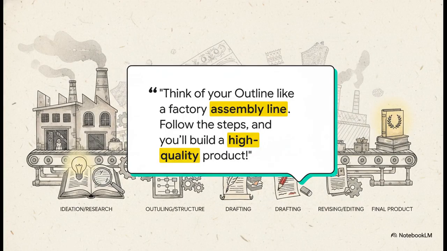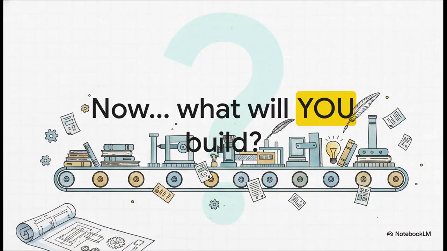So if you remember one thing, remember this. Think of your outline like that factory assembly line we've been talking about. Just follow the steps, go from station to station, and I promise you are going to build something amazing. So the blueprint is yours. The assembly line is all set up. You've got all the materials you need. Now there's just one question left. What will you build? Get to it.